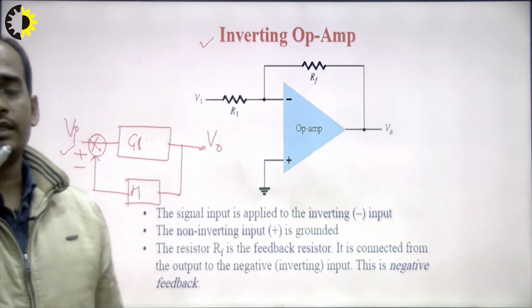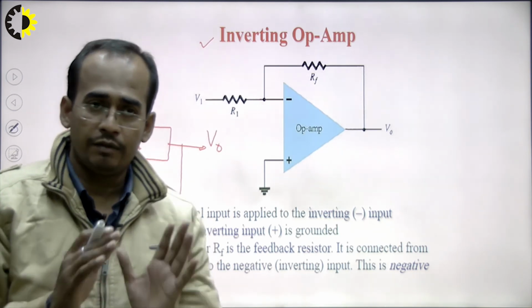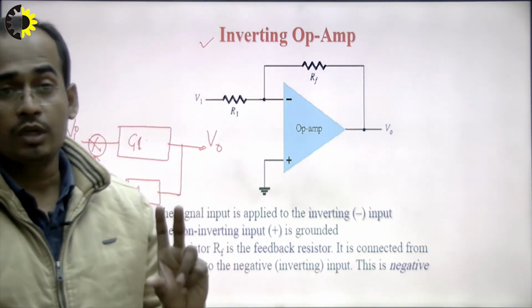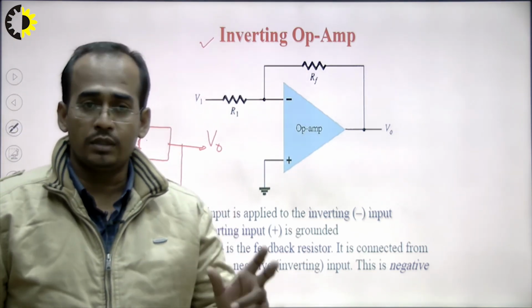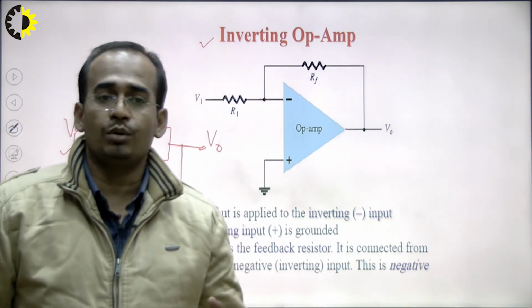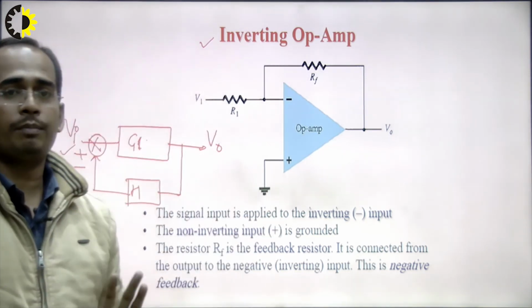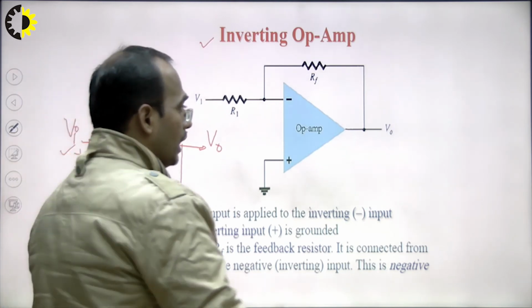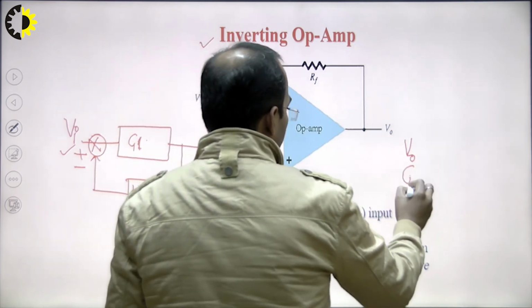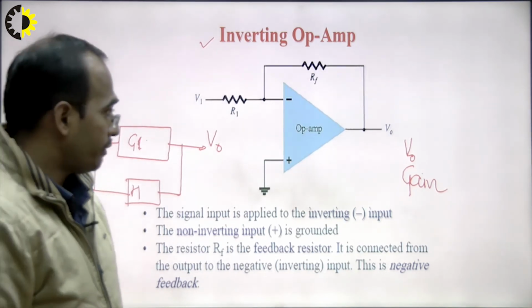The second condition is: how will you identify whether it is an inverting or non-inverting amplifier? As I have discussed, if I am applying the input to the negative terminal of the operational amplifier and grounding the positive terminal, in that case the operational amplifier is known as an inverting operational amplifier. So, for this inverting operational amplifier, we have to find the output and gain. For this, what will I do?